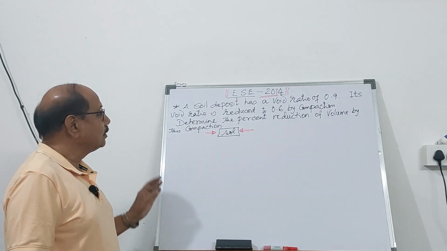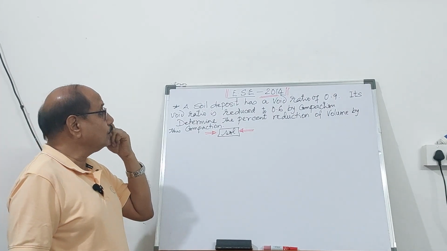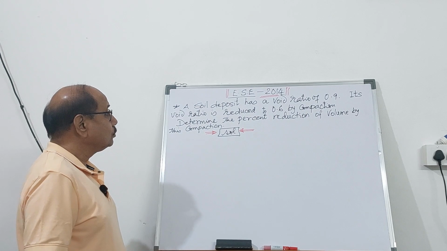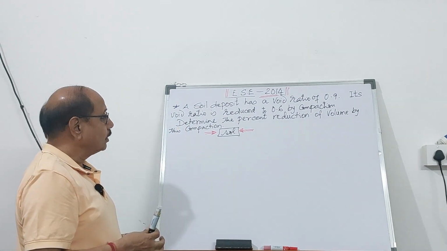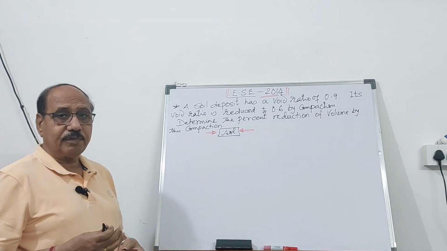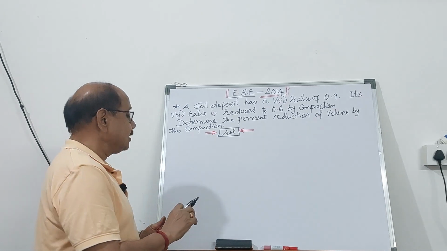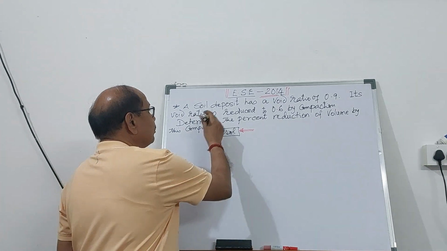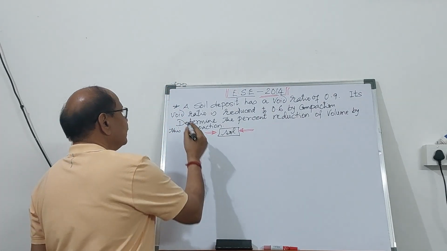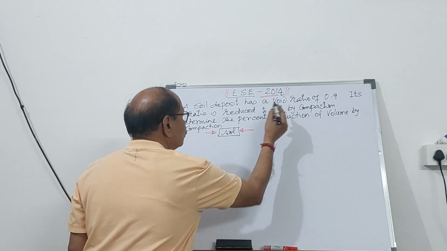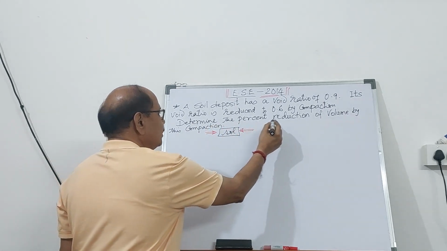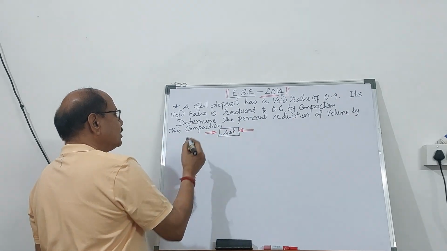Hello friends, in continuation with the previous video, this is again an Engineering Services Examination 2014 question paper, and this is related to basic properties of the soil. A soil deposit has a void ratio of 0.9. Its void ratio is reduced to 0.6 by compaction. Determine the percent reduction of volume by this compaction.